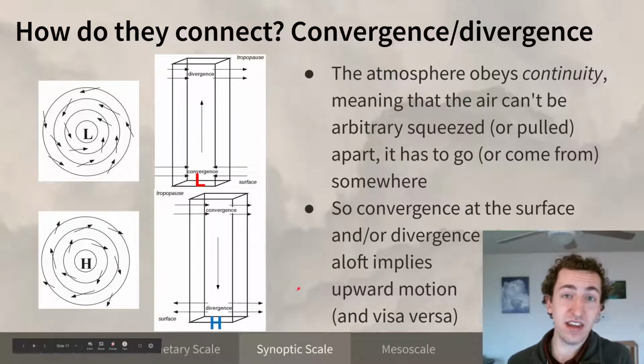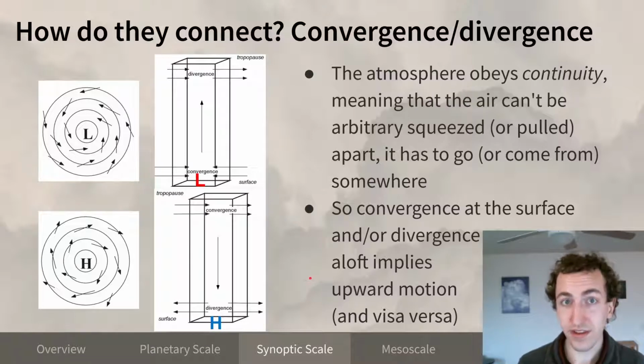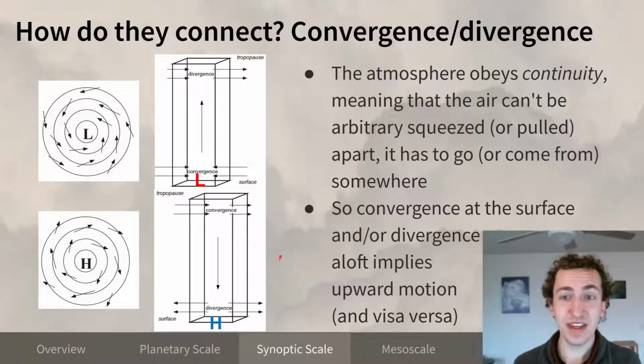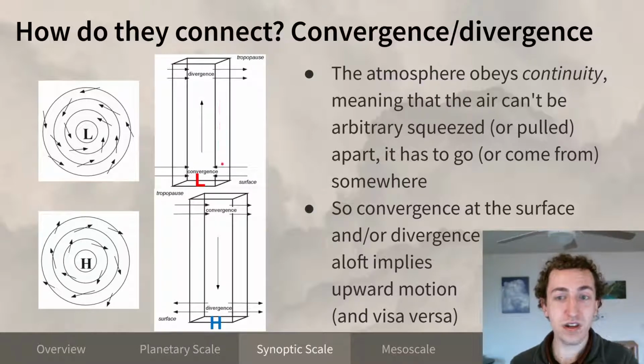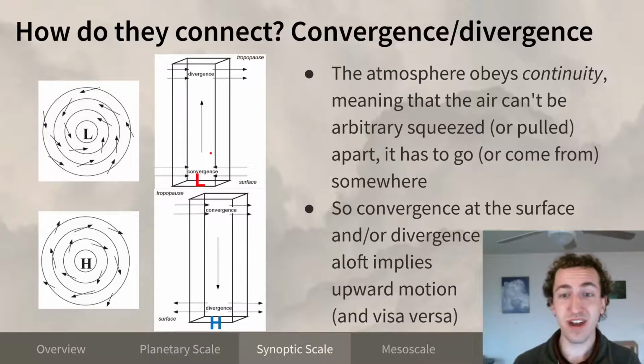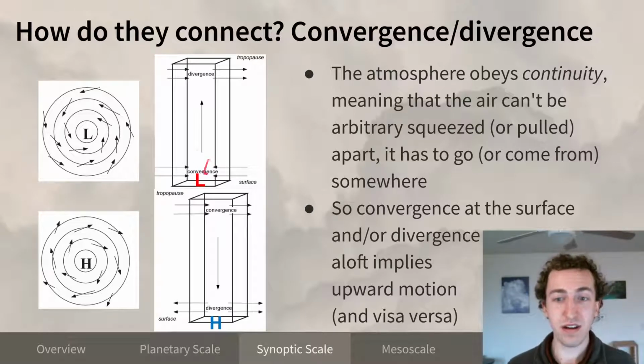And the cool thing about the physics of this is that it can cause the other circulation. Divergence aloft pulls up air, but by the same continuity arguments, that means air has to come together to fill the gap that's left. So these things can influence each other back and forth.